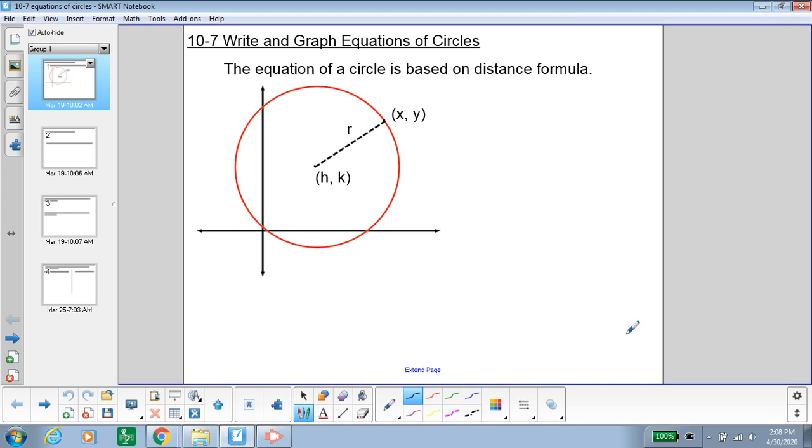Hello, geometry class. Today we are going to finish up chapter 10 with learning about writing and graphing equations of circles. The blank notes are posted in Classroom.